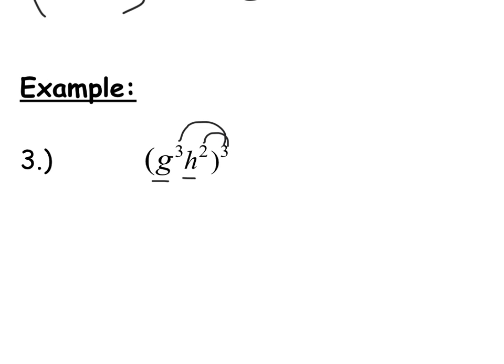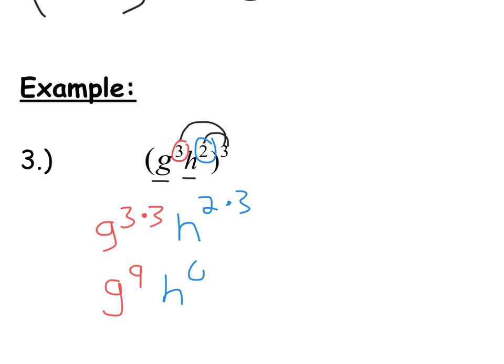Okay, so the 3 distributes to the 3 on the inside, so now I'm left with, let's go red, g to the power of 3, and then times that one on the outside, so that's times 3. And then we have h to the power of 2, and that is multiplied by the exponent of 3 on the outside. So when we simplify this, it is going to be g to the 3 times 3, which is 9, and then h to the 2 times 3, which is 6.